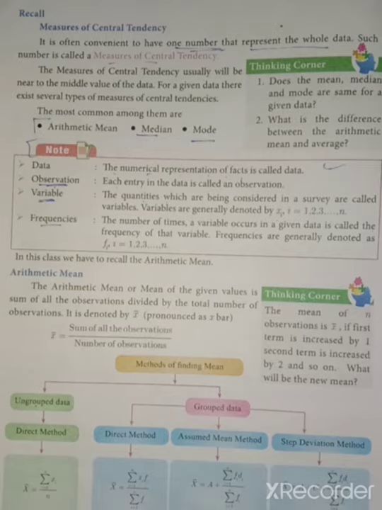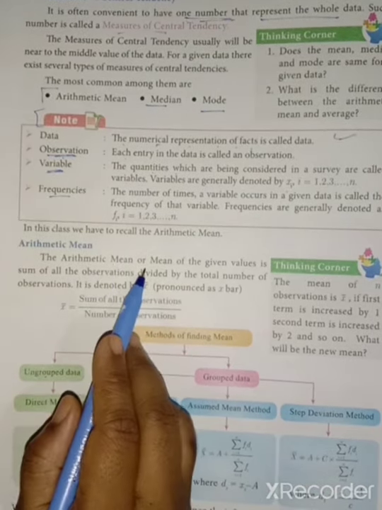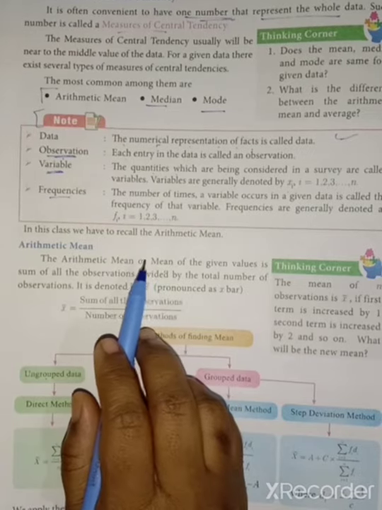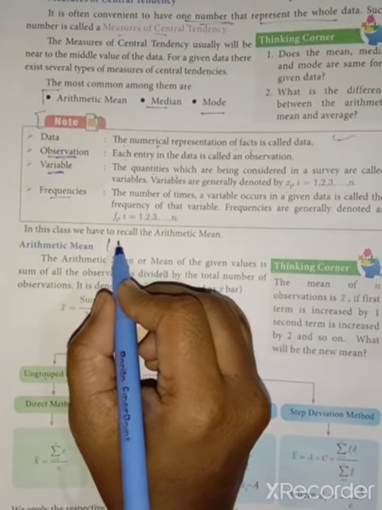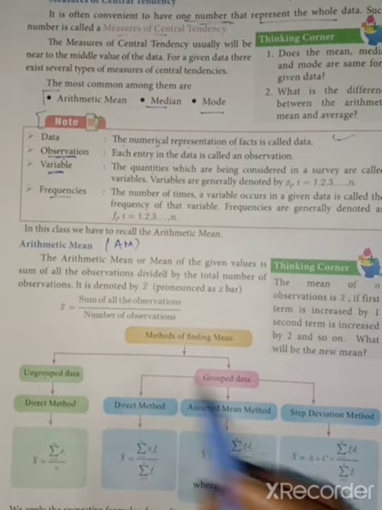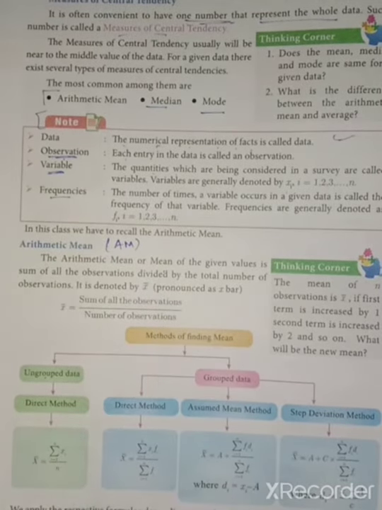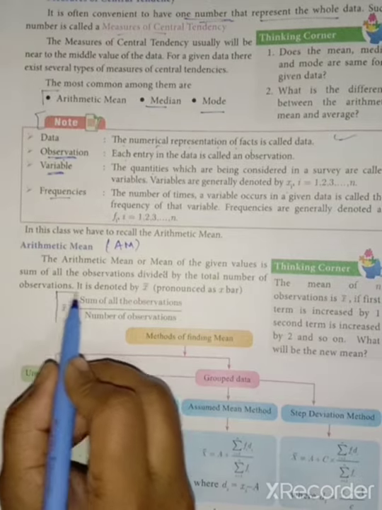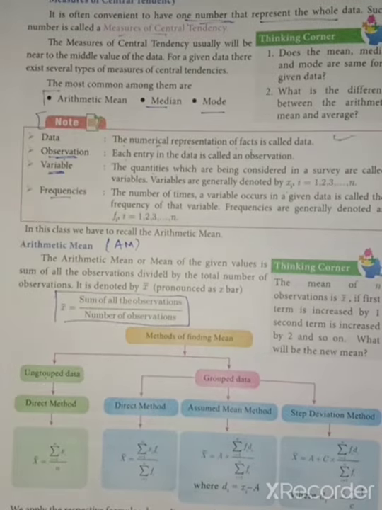We studied this in the previous class: arithmetic mean, median, mode. Arithmetic mean, or mean, or AM, is the sum of all observations divided by the total number of observations. It is denoted by x bar. This is the formula you studied in the 9th standard itself. Here also, in some places, we have to use this formula.